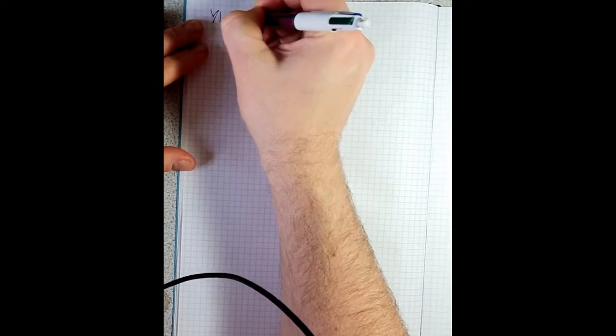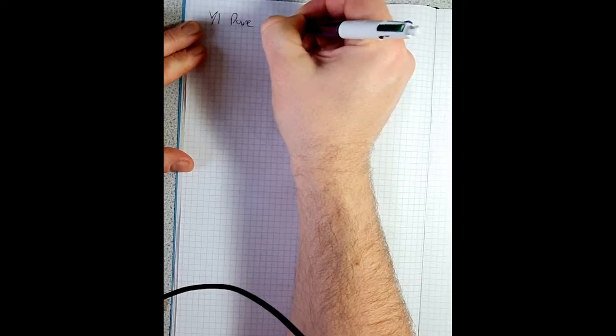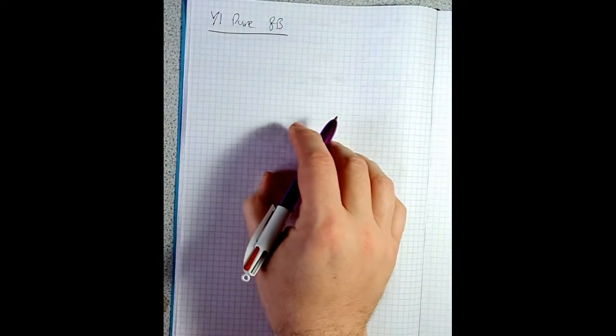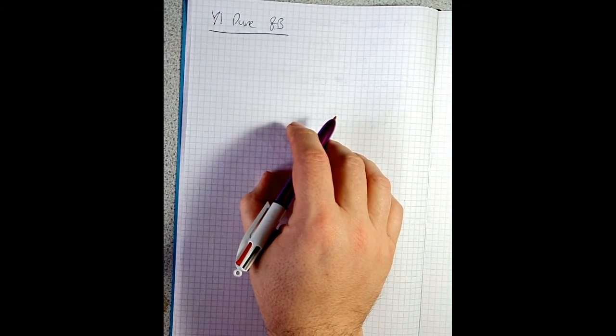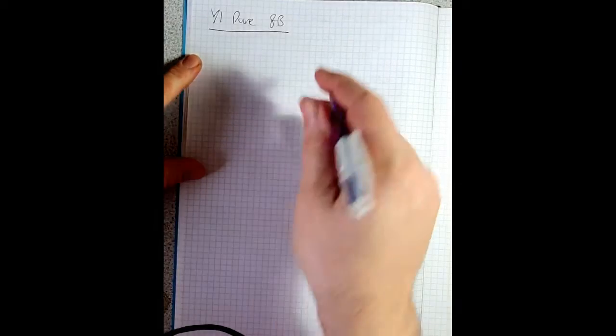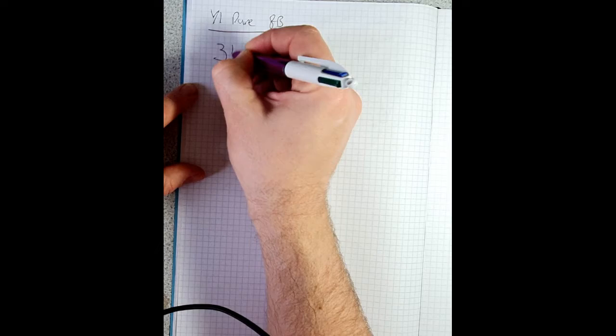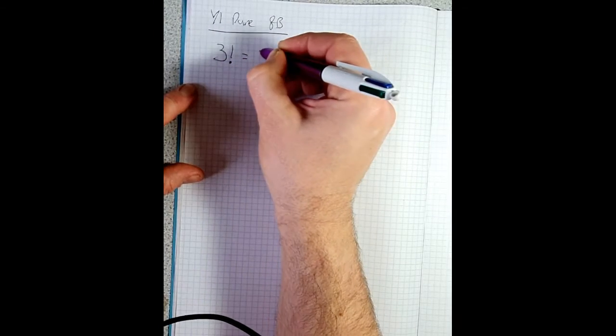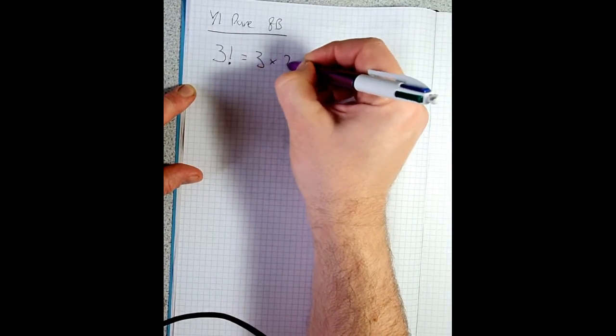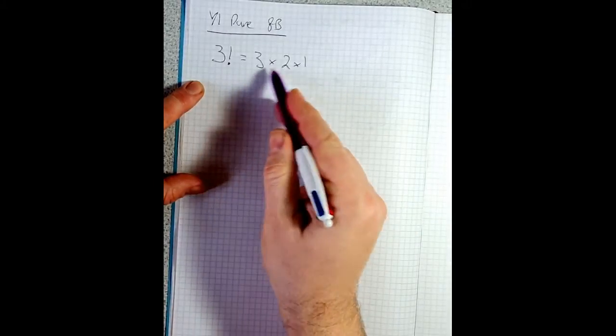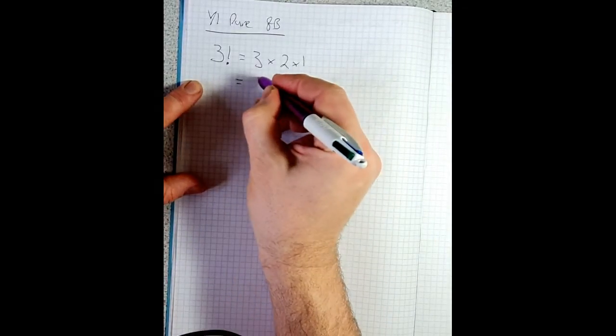We're looking towards 8B. Actually this isn't a very big one, it's just a little bit of new notation, and it's called factorial. So this thing, this exclamation mark, is called 3 factorial, and it means 3 times 2 times 1. So of course 3 factorial is 6.